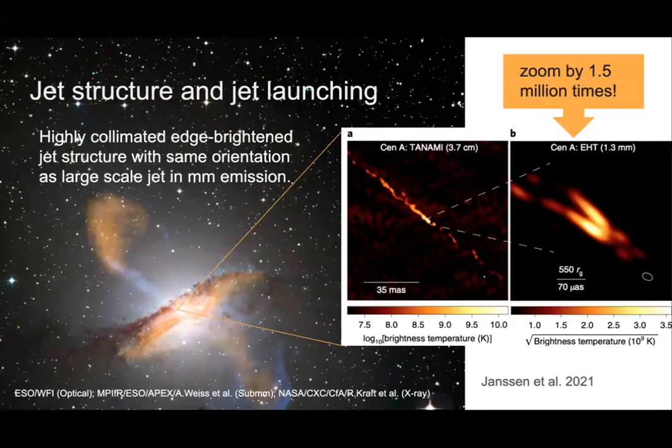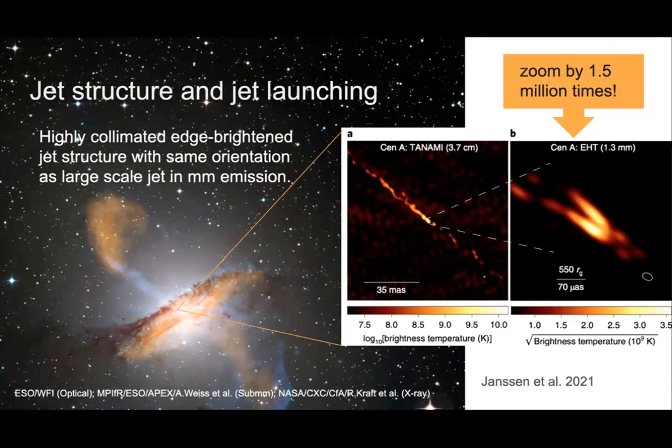Now, there are, of course, many other science cases that we can do with continuum observations of millimeter VLBI. For example, active galactic nuclei, or some of them, launch jets in which angular momentum is carried away from the central object. Now we can see these very large jet structures on tens of kiloparsec scale.